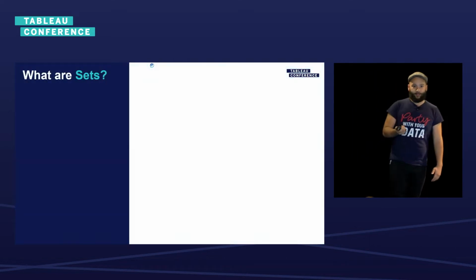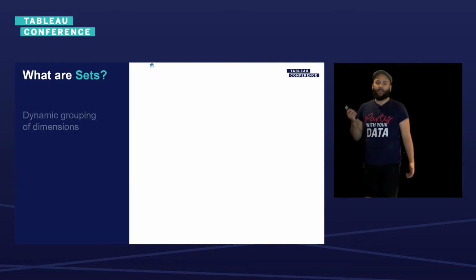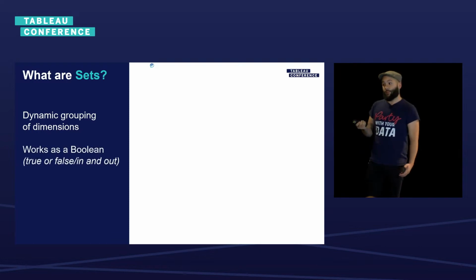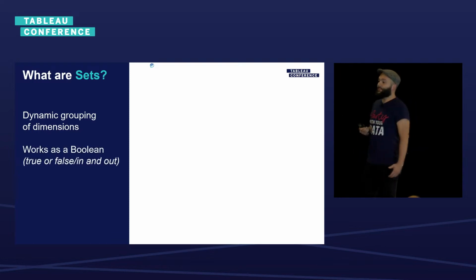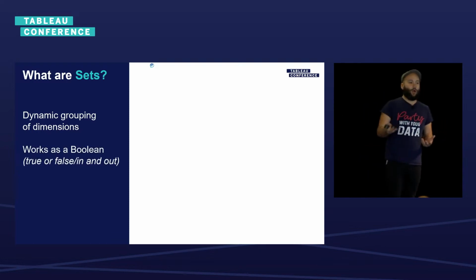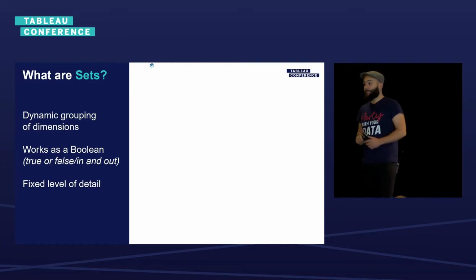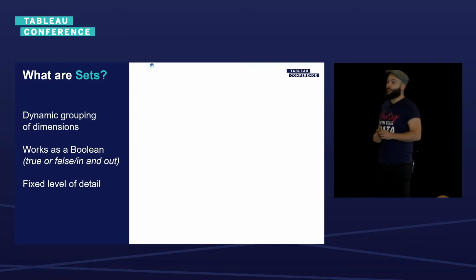So what are sets? Conceptually speaking, sets are just a way to dynamically group dimensions. They work as a Boolean, and this is really important. So the result of a set is always an in or out, which we can sort of think as a true or false. It has the same properties. It also has a fixed level of detail. And again, later on, we're going to see why this is so important.